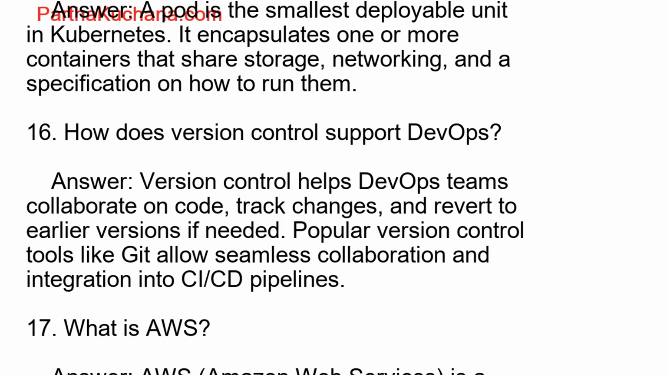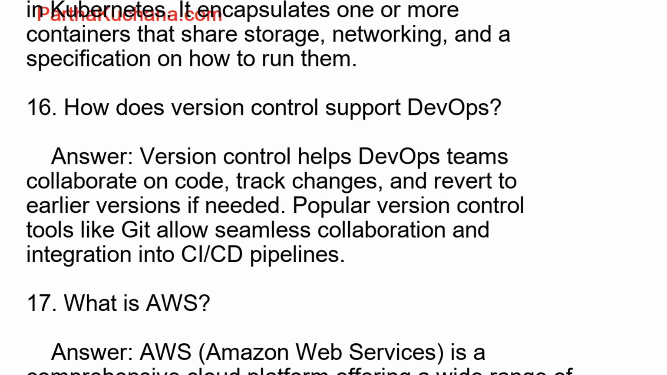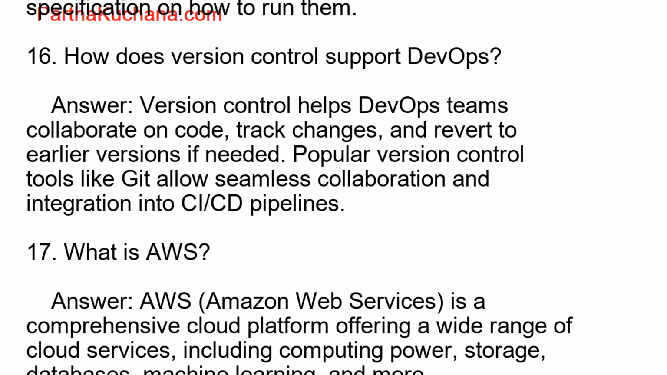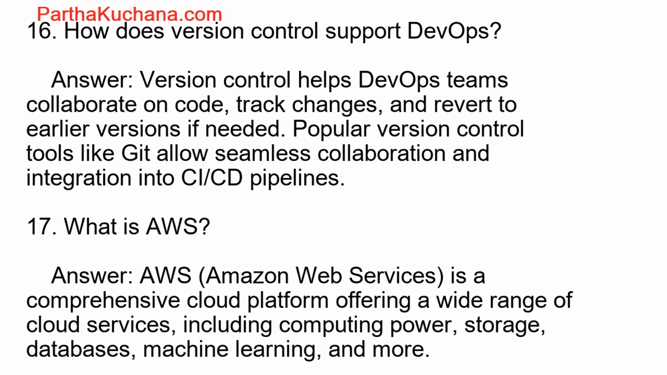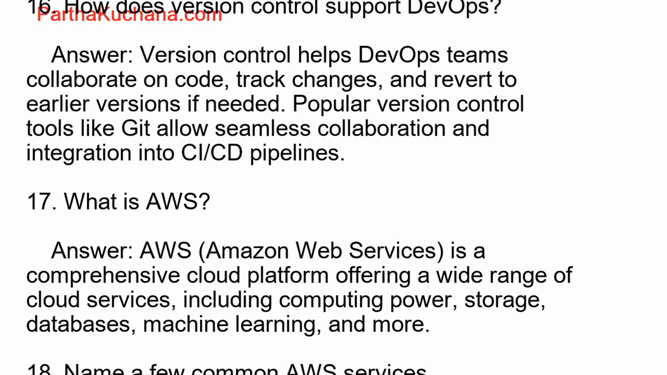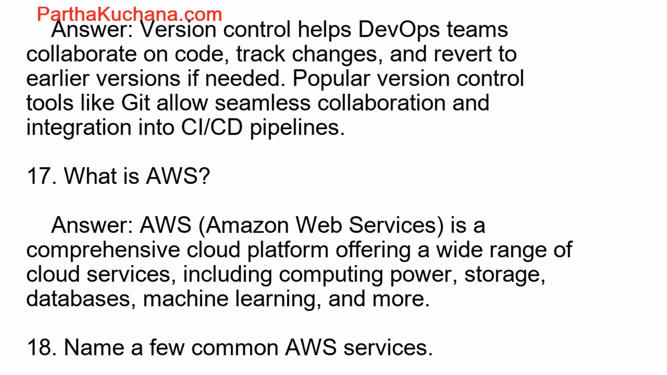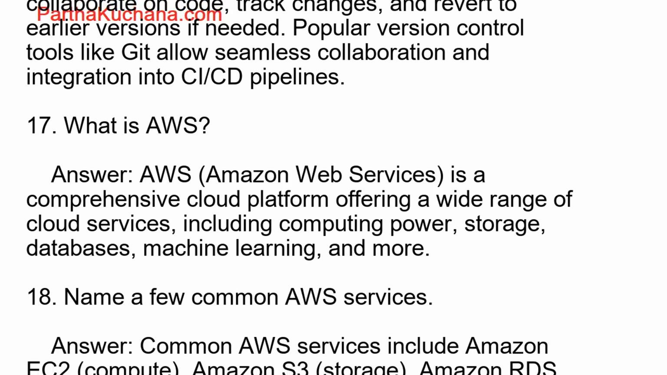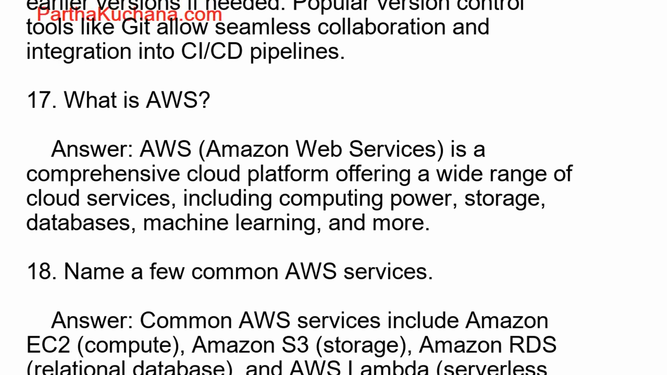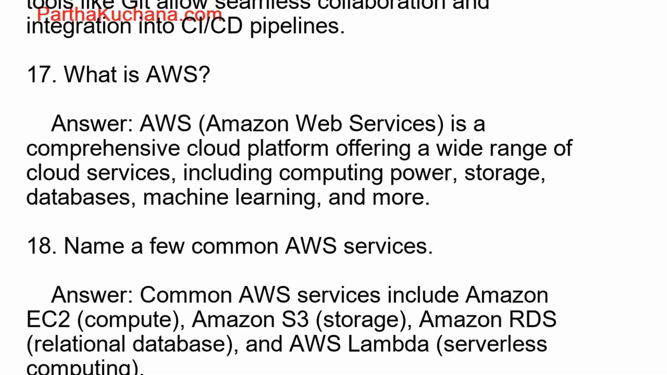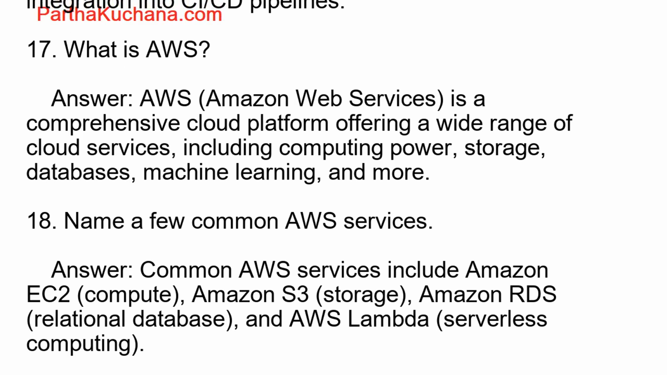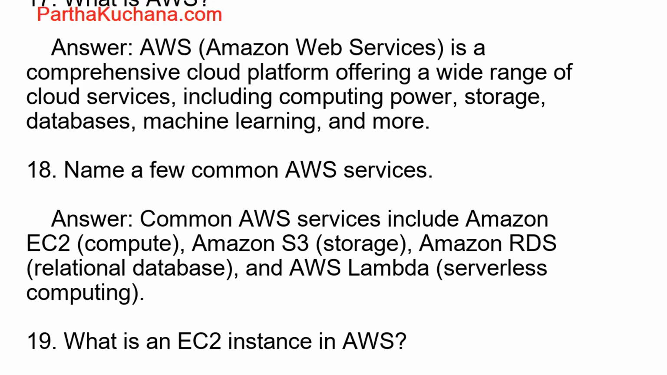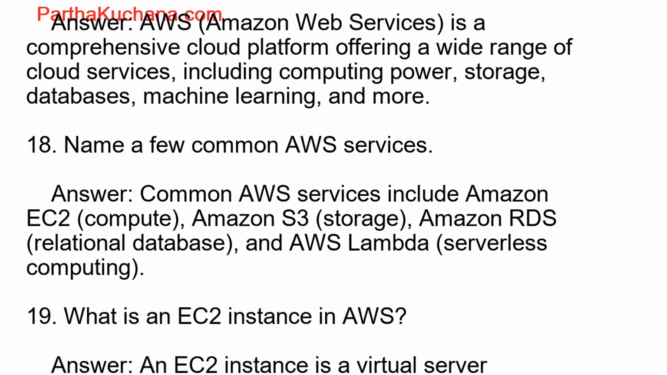17. What is AWS? Answer. AWS, Amazon Web Services, is a comprehensive cloud platform offering a wide range of cloud services, including computing power, storage, databases, machine learning, and more. 18. Name a few common AWS services. Answer. Common AWS services include Amazon EC2 (Compute), Amazon S3 (Storage), Amazon RDS (Relational Database), and AWS Lambda (Serverless Computing).